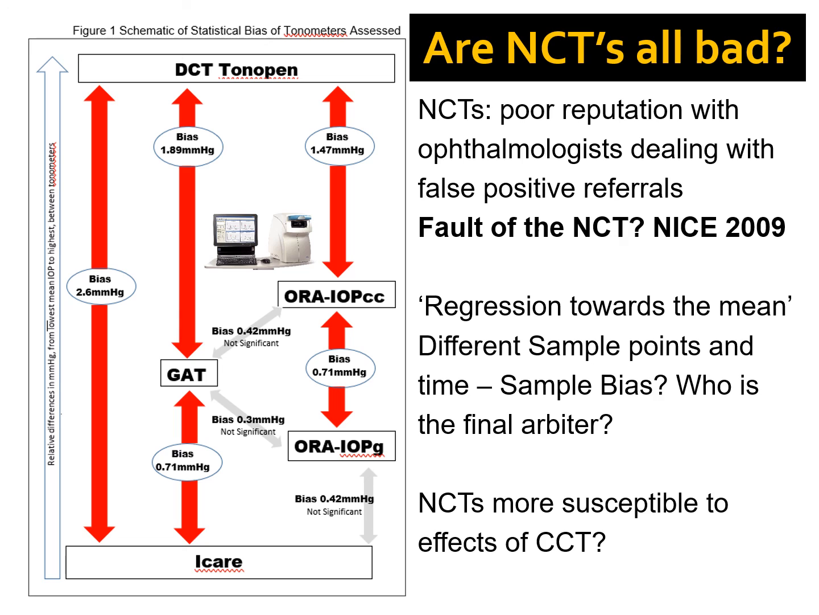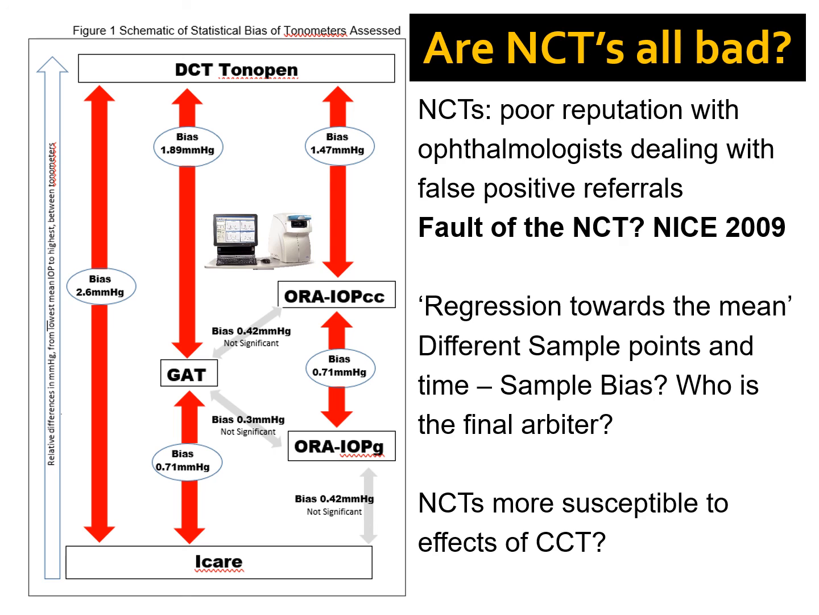If you look on the left-hand side here, this is a thing I did. And again, I stress the point, I wasn't making any assumptions as to what tonometer was better. I was simply comparing them all to each other, rather than just saying GAT to ORA or ORA to GAT or whatever it might be. I compared them all to each other and saw how much they biased and so on. And now the NCT, the only one we did there, the ORA, actually agrees with GAT. There was no statistical difference between the readings of ORA and the readings of GAT.